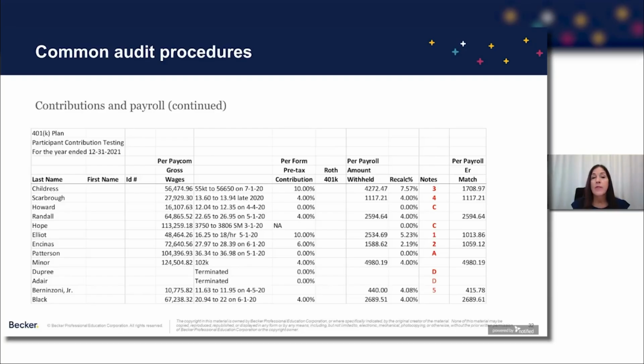And that's where I find the plan sponsors generally make the most mistakes, is because they will improperly exclude bonuses from that definition of compensation when the plan document says that it's total gross wages. So then you're also testing the employer portion here as well. So that's an example of your contribution and payroll testing.